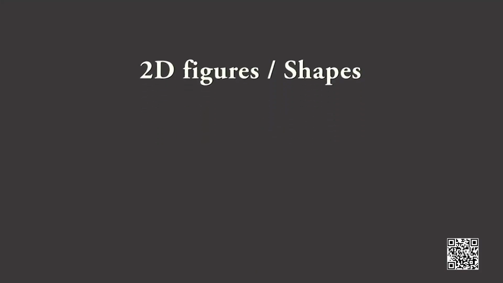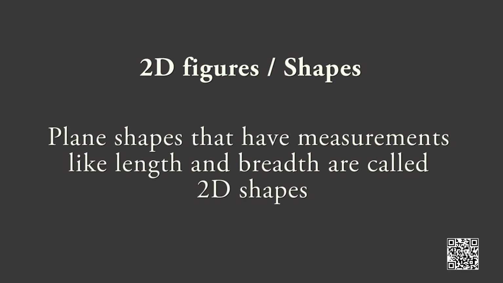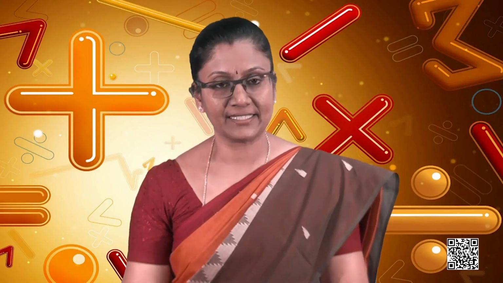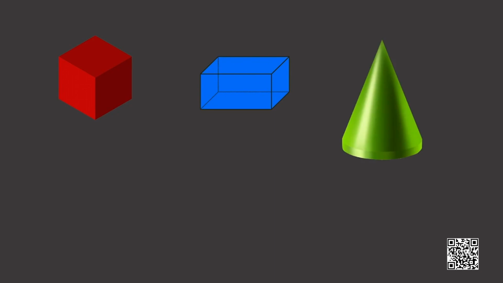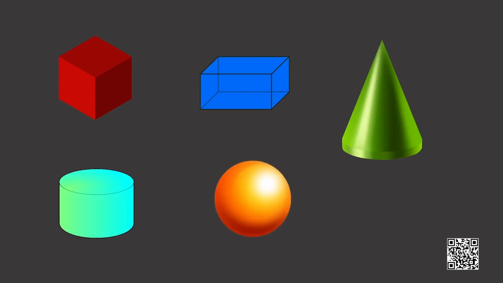2D figures or shapes. Plane shapes that have measurements like length and breadth are called 2D shapes. For example, a rectangle, a square, a triangle or a circle. 3D figures or solids. Solid objects having three measures like the length, breadth and height or depth are called 3D shapes. They also occupy space. For example, a cube, a cuboid, a cone, a cylinder or a sphere.